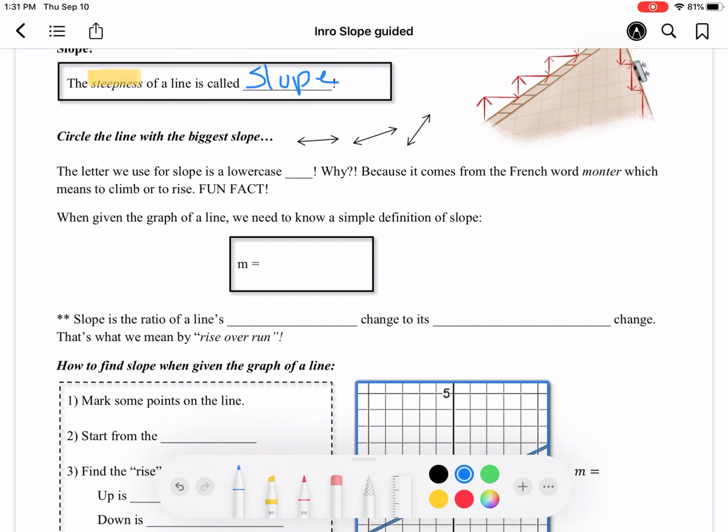Okay? So the line that would have the biggest slope would be this one. That'd be the steepest hill, the fastest to go down. When we identify slope in an equation, we will use the lowercase m. That will tell us that we are talking about slope.